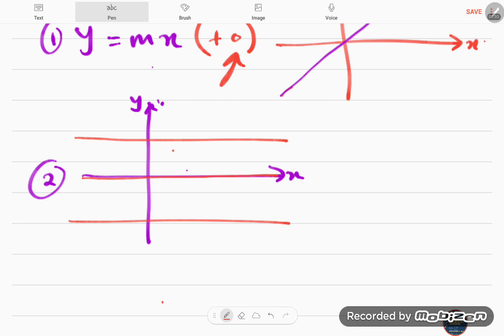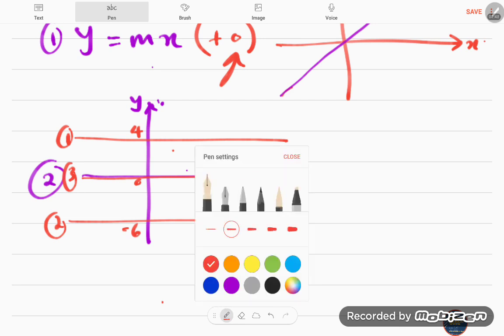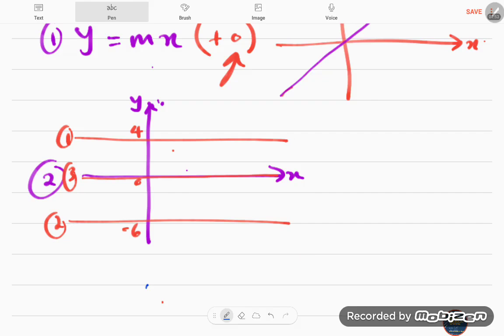I've drawn 3 lines there. Now if you notice, I'm going to call these 1, 2, 3. Let's assume that this is 4, this is minus 6, and this is at 0, of course. And we're asked to find the equations of those graphs. Our graphs are parallel to the x-axis, which means that they do not cut the x-axis, especially if you look at 1 and 2.